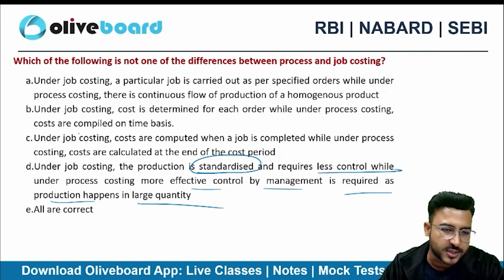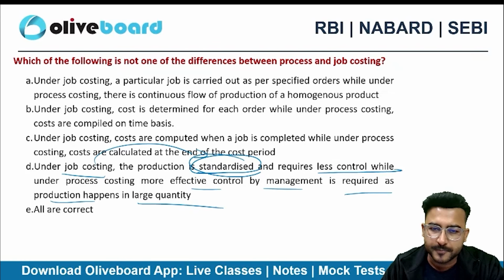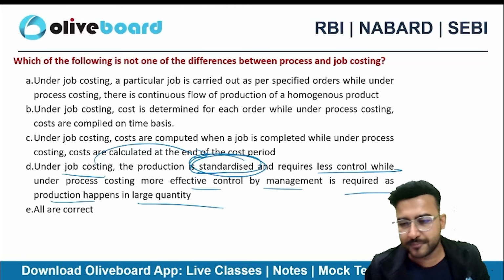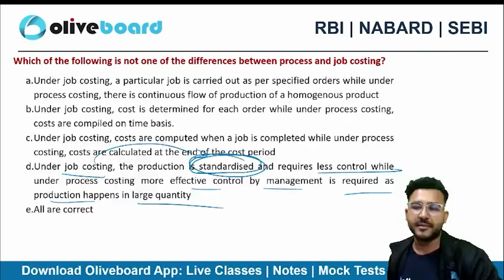Job costing, production is never standardized. It is customized, right? So option D here becomes the correct answer.